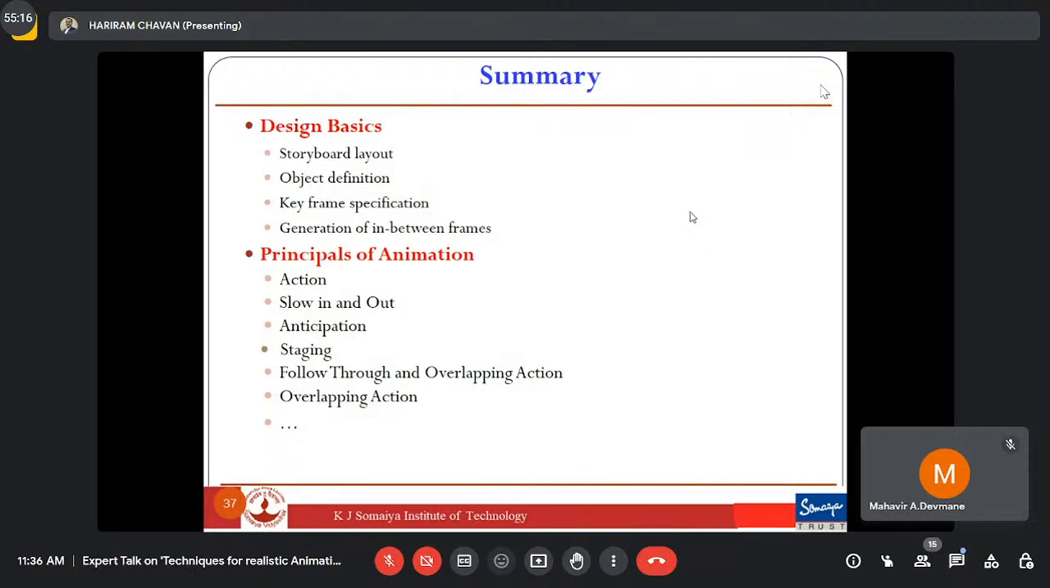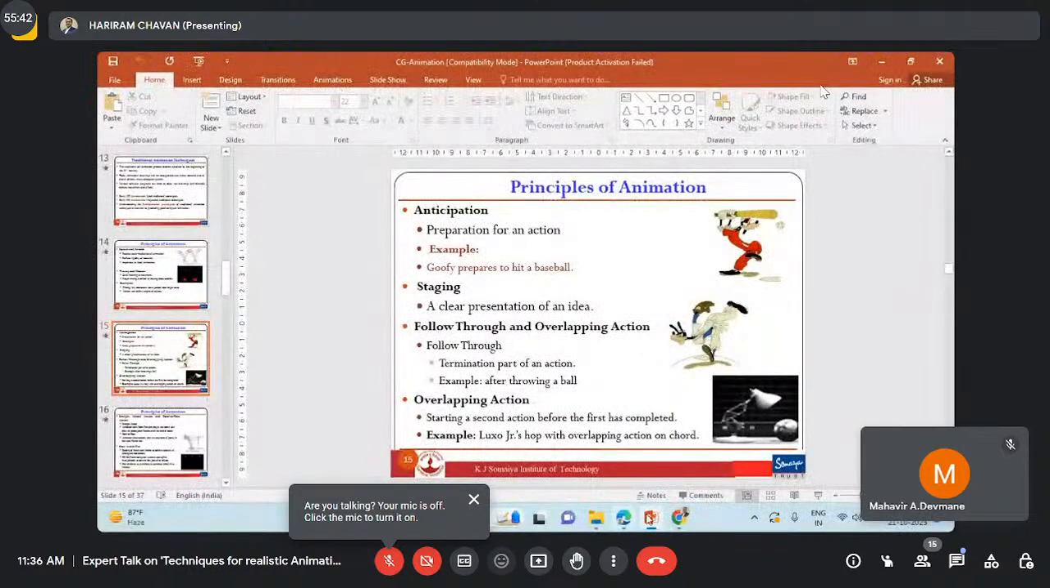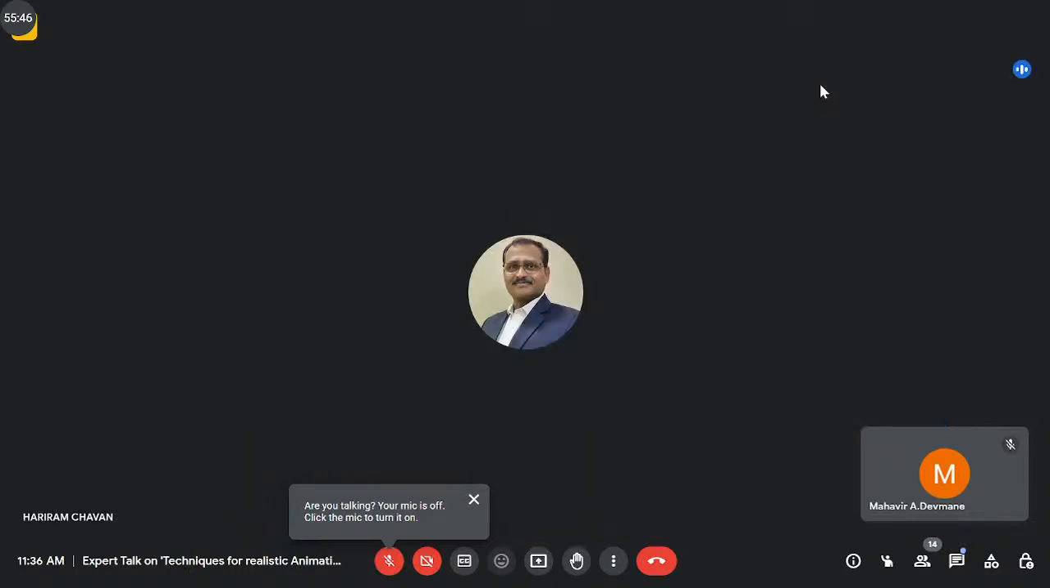So the four basics: storyboard layout, object definition, keyframe specification, and in-between frames, and you can make out the difference between keyframe specifications and in-between frames. Similarly, you can make out the difference between the different principles and their need. Whenever you would like to list the principles of animation, please start with time, which plays a key role in your animation. So students, that's it from my side. If you have any questions, you can ask.